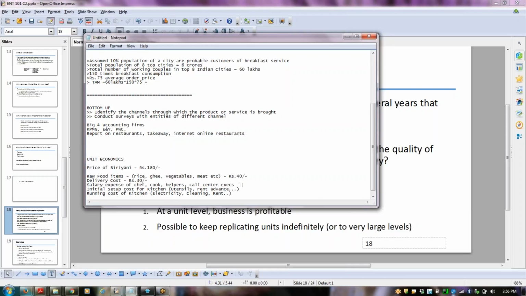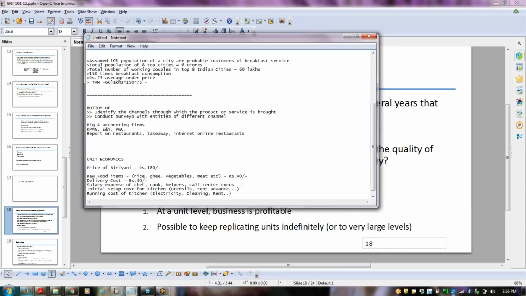Now the further things are going to be more tricky. The problem here is that these are not incremental, like the salary expense of the chef. For a month, if you make 1,000 biryani or 10,000 biryani, it's almost the same. You will have one chef who will design the kind of biryani that you need, and you will have 2 or 3 cooks and some helpers. Once you sign them up, you need to pay them salary, irrespective of whether you sell biryani or make biryani.